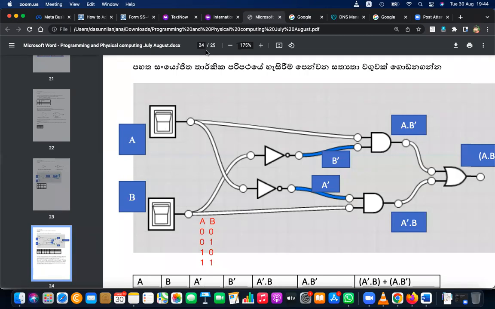A meets a NOT gate. Therefore, you need to find out what is A NOT. B meets another NOT gate. Therefore, you need to find out what is B NOT. That is a very simple thing. So let's write down A NOT, B NOT here. Once you write it down, it's very easy to find the answer because A NOT is the reverse of A and B NOT is the reverse of B. So what is A NOT? Can anybody tell?